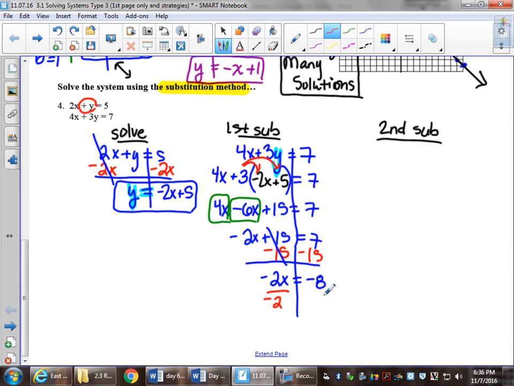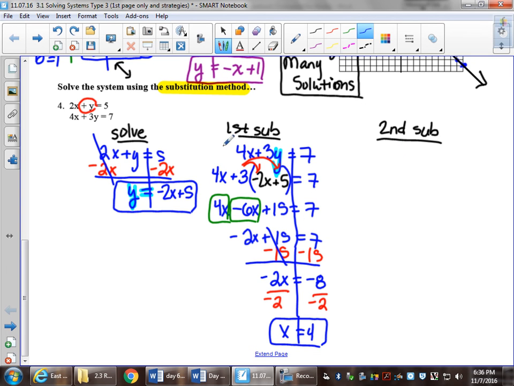Divide both sides by negative 2. X will equal positive 4. Pay attention to your signs. Negative divided by a negative is positive. If by accident I treat this as a negative 4, my second sub will get me an answer, and if I were to check that ordered pair, it will not work. So watch your signs. My second sub, I've got x, I need y.